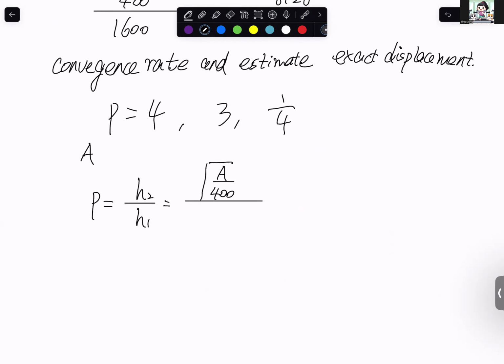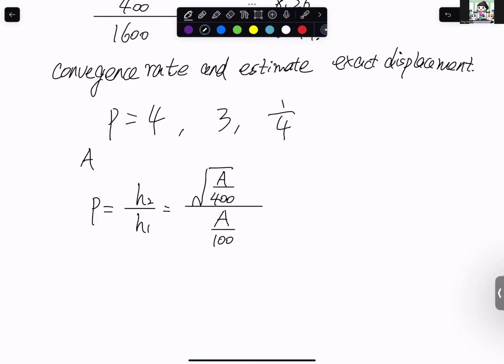Yes, thank you. And when we model using H1, we are using 100 elements, right? And this is the area of each element, and the edge length equals the square root of this one, since we are using square elements. And now this is the ratio P here. Any question here?